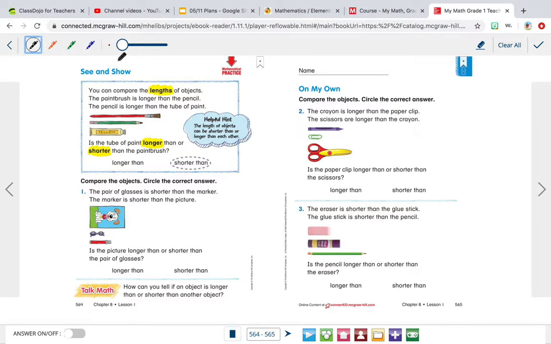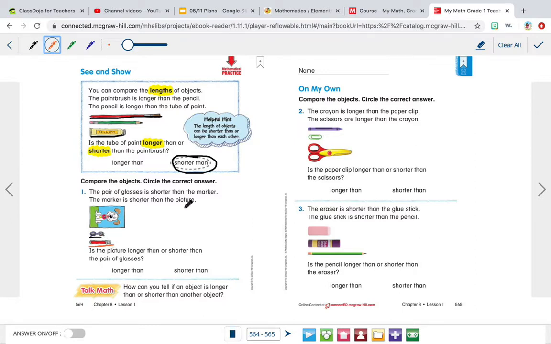I hope you're saying the tube of paint is shorter than the paintbrush, because here's the tube of paint and here's the paintbrush. Look how long this line is and look how short this line is. So we're going to say the tube of paint is shorter than the paintbrush. Okay? Alright, now let's read this. The pair of glasses is shorter than the marker. So we see the pair of glasses is shorter than the marker. Here's the marker, okay? This line is longer than this line.